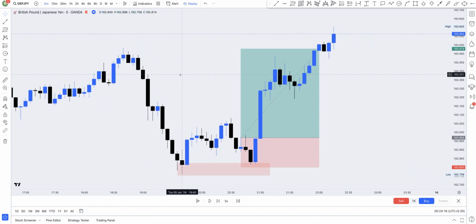So these are some of the simple strategies you can use in scalping to grow a smaller account.